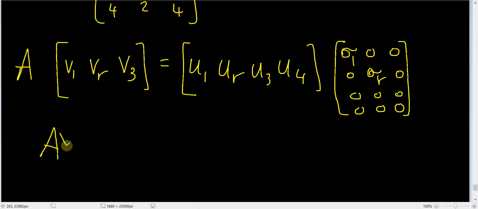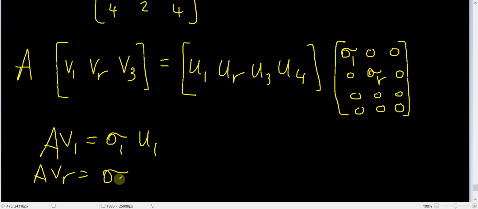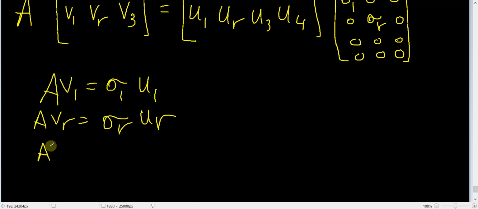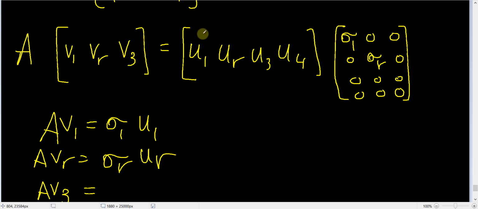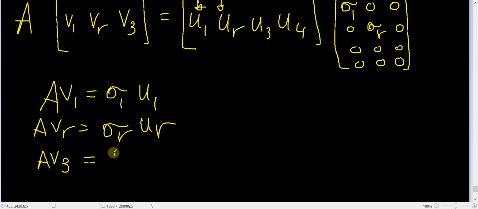Now again, AV1 is equal to sigma 1 U1 plus zeros elsewhere. AVR is equal to sigma R UR. Now for AV3, we have that AV3 is equal to 0 multiplied by this plus 0 multiplied by this and so on. So I will have this equal to 0, which is correct since V3 belongs to the null space of the matrix A. So again, there is a valid singular value decomposition for the matrix A when the matrix A is a tall matrix.